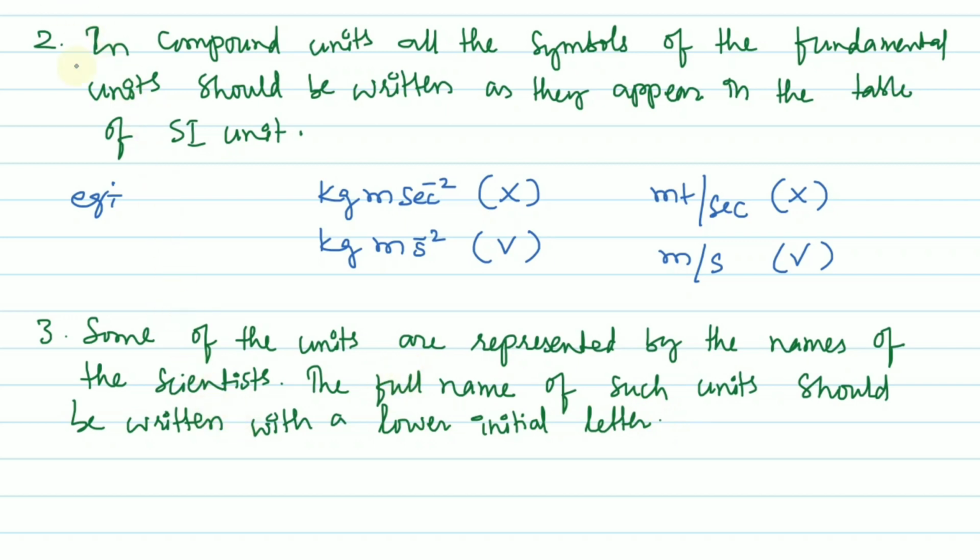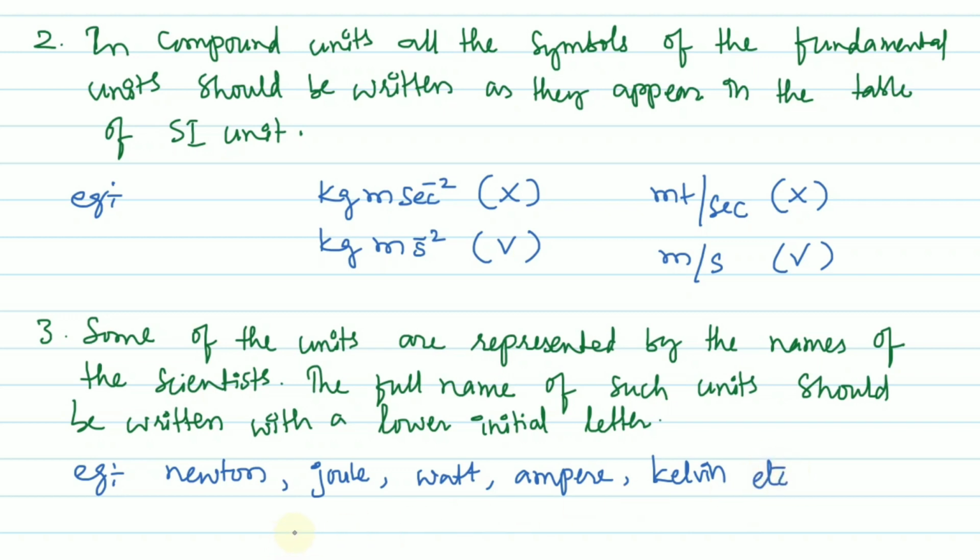So let us take an example to understand this. Generally in English, a proper noun starts with a capital letter. But here, when we are using the name of a scientist as a unit for a physical quantity, and we are writing its full name, the first letter must not be a capital. It must be a lower initial letter, like newton. It's a unit of force. Next is joule, which is the unit of work and energy. Next watt, which is a unit of power. Ampere, unit of strength of electric current. Kelvin, it's a unit of temperature. All these units start with a lower initial letter.